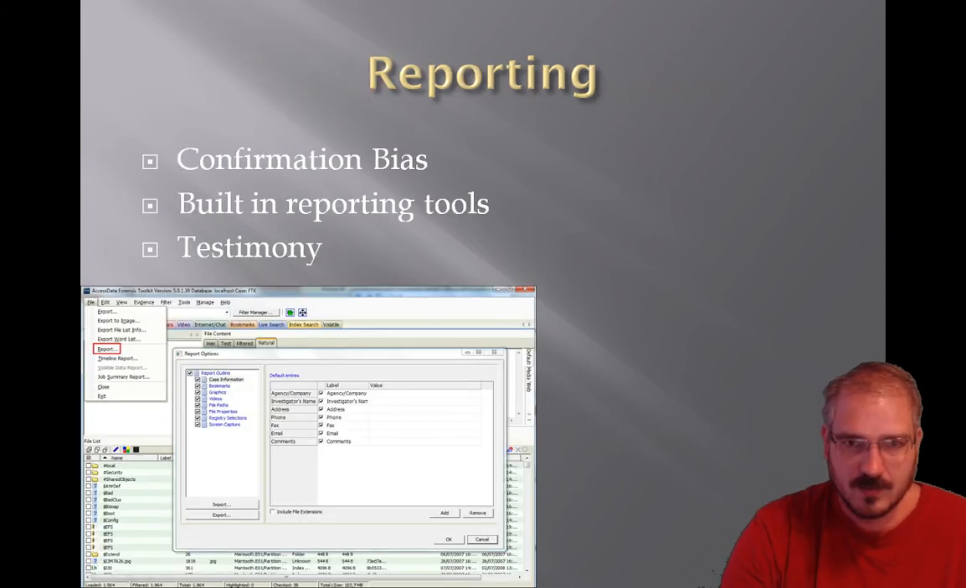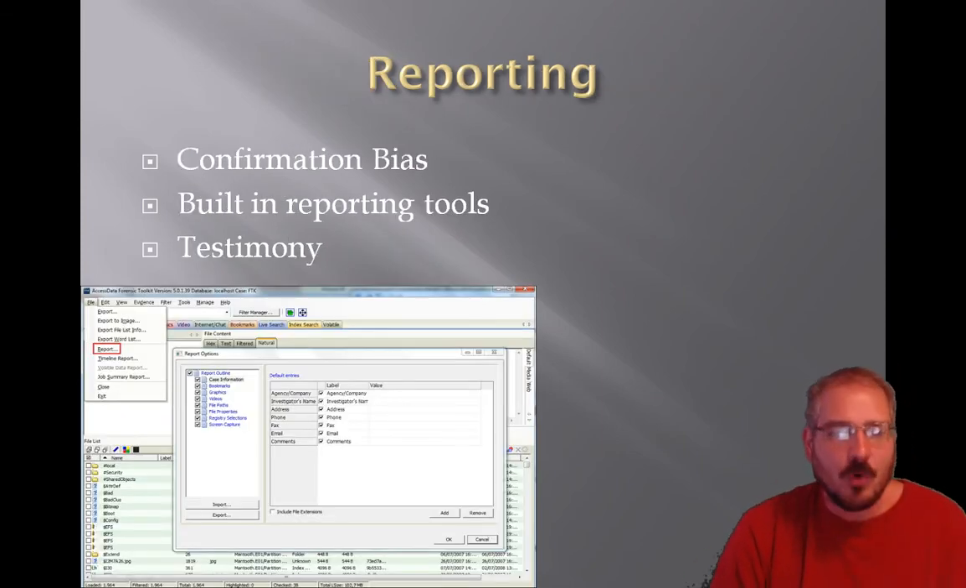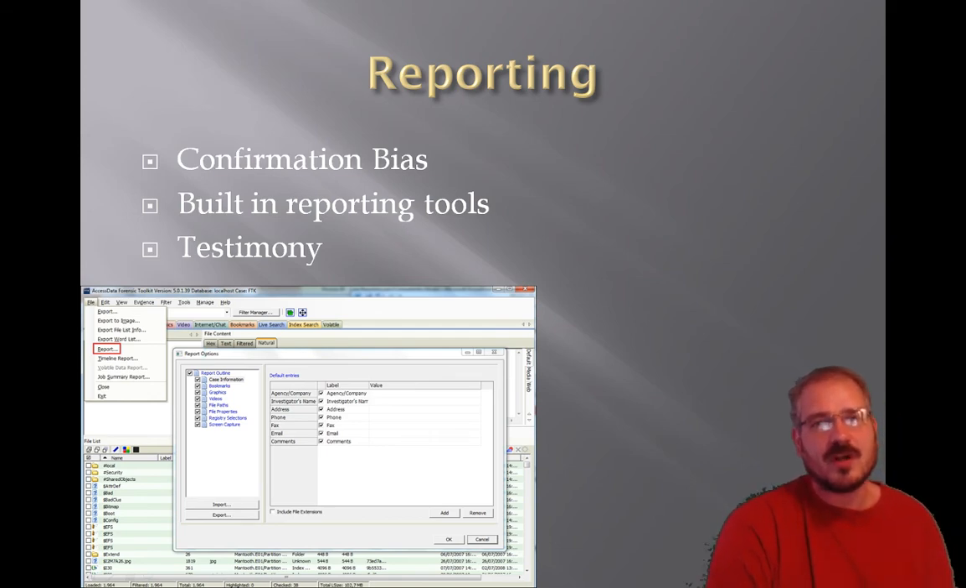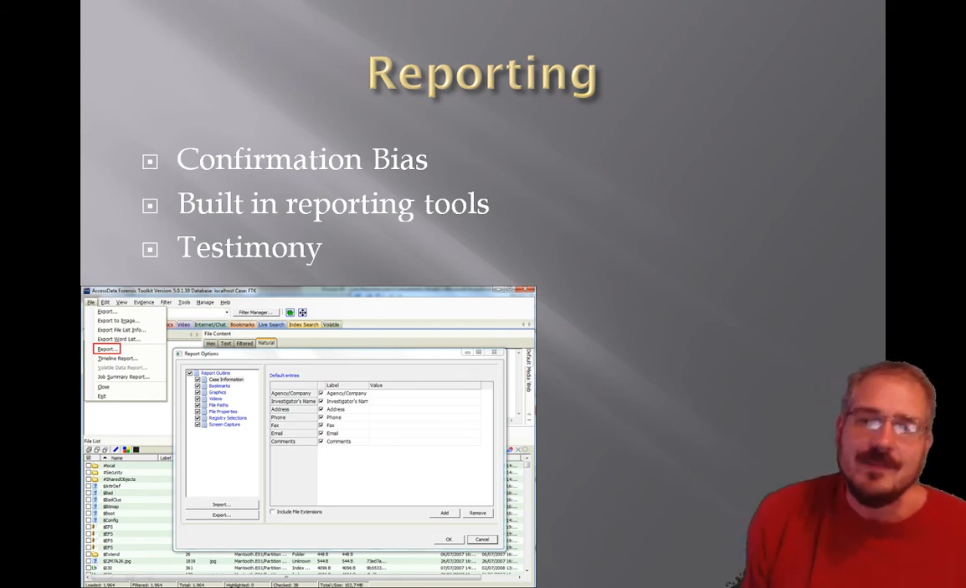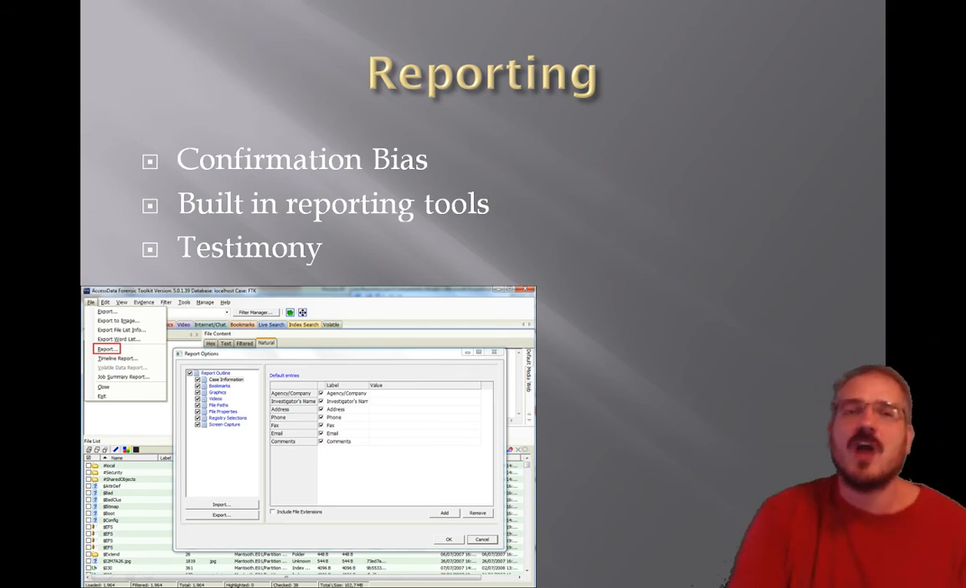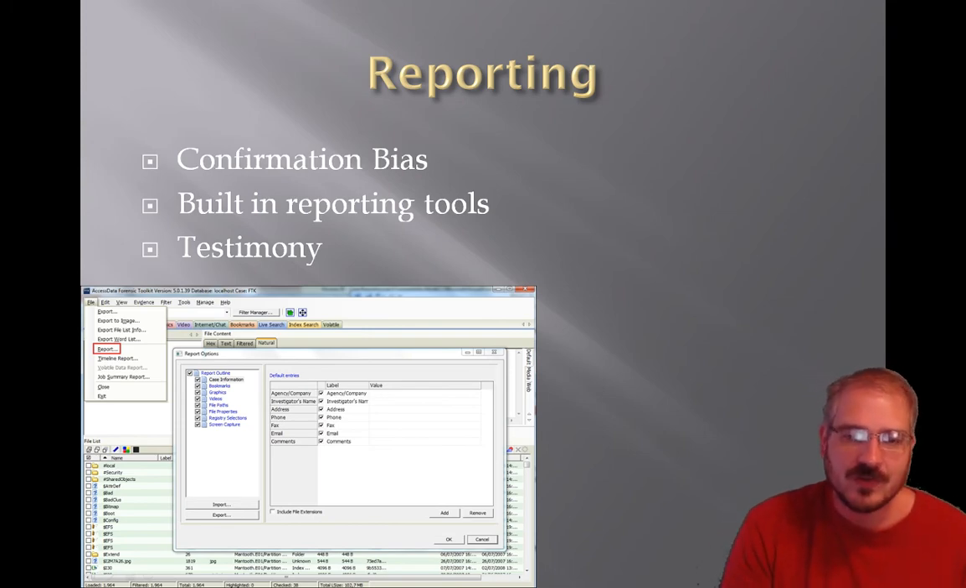All right. So, at the end of this whole process, we need to report our findings. What we need to be really careful about, though, is what's called confirmation bias. So essentially, confirmation bias means we're only going to see what we want to see.